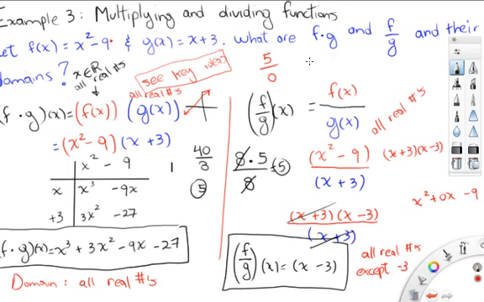Why? Because let's say what would happen if I put -3? I would have -3 squared, which is 9, minus 9, divided by -3 plus 3, which gives me 0 over 0. And the 0 on top is not the problem. The problem is that I cannot divide by 0 because it gives me an error. It's impossible and the world would end.